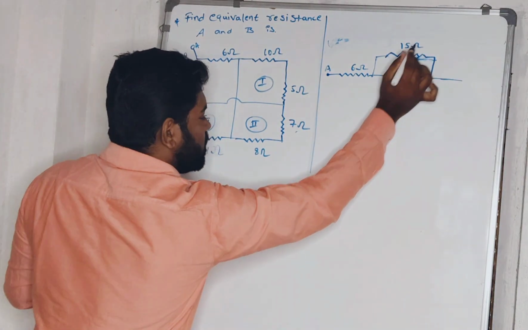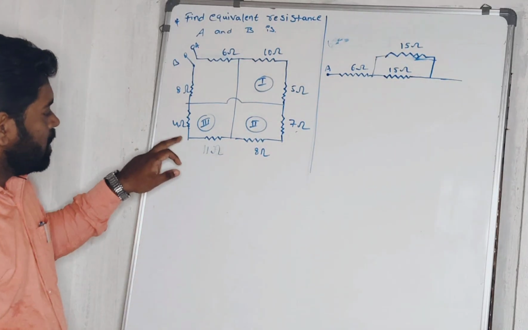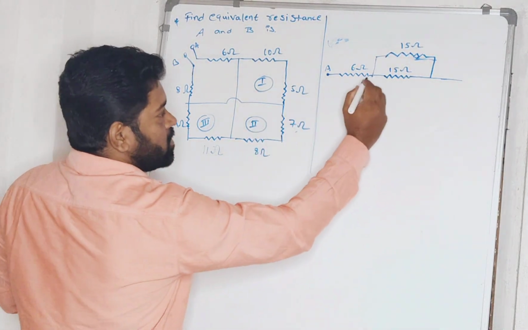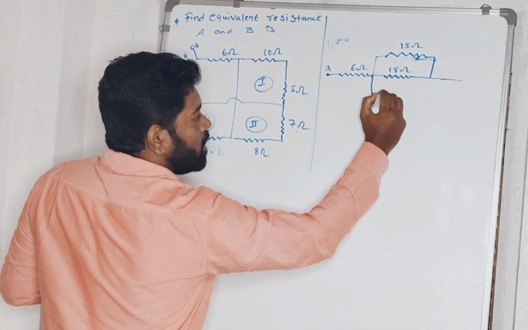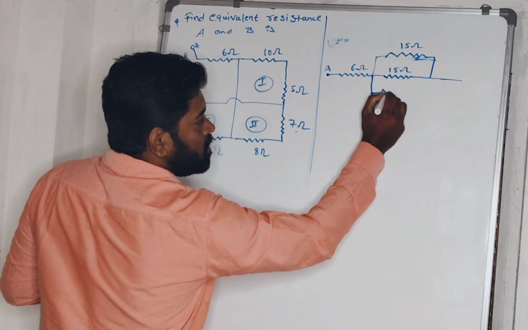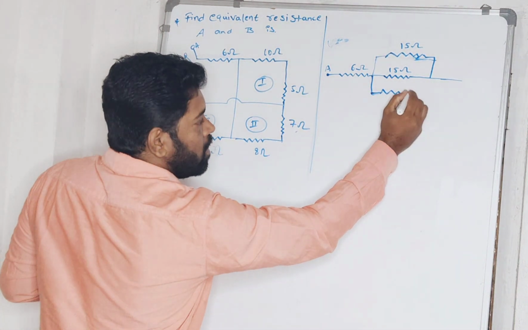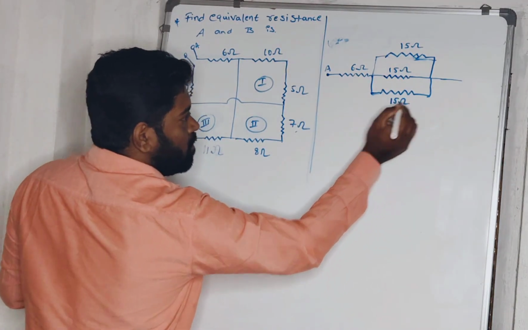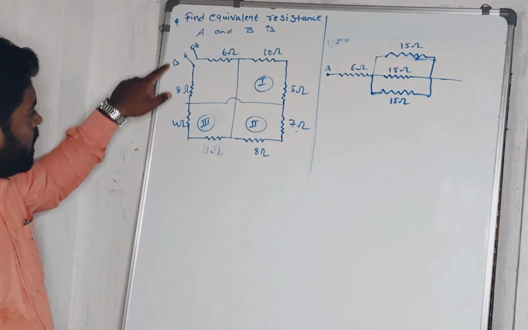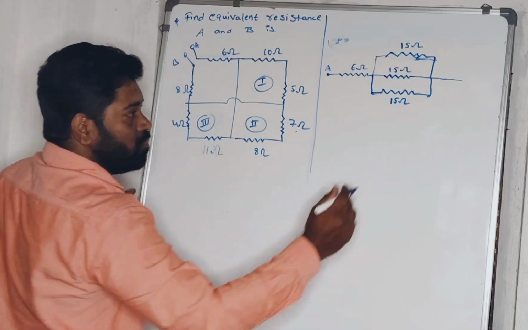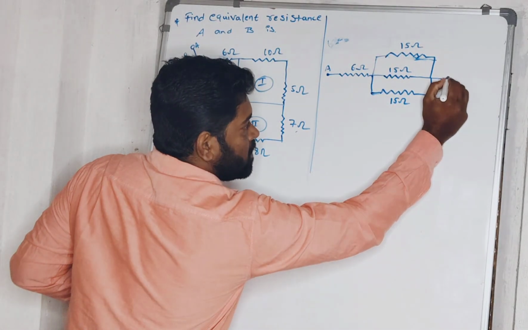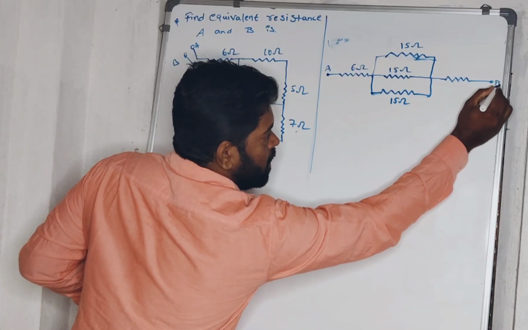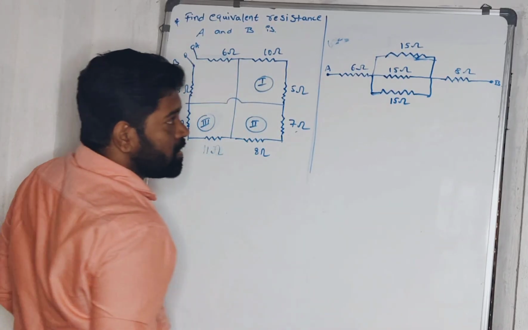This is also 15 ohms, and finally this is 11 plus 4, 15 ohms, connected in parallel with this. And connected with end B. They are finished and finally B is connected with 8 ohms. This is B, 8 ohms.